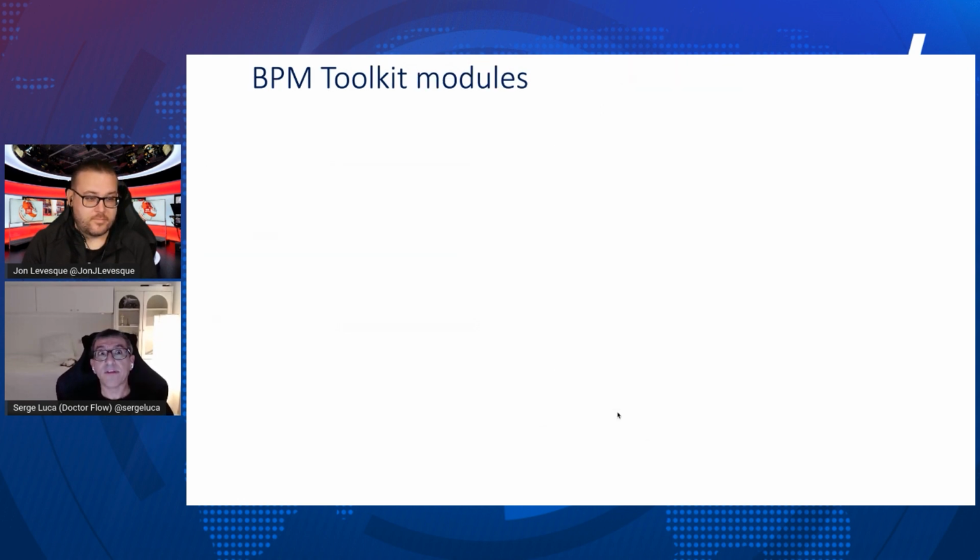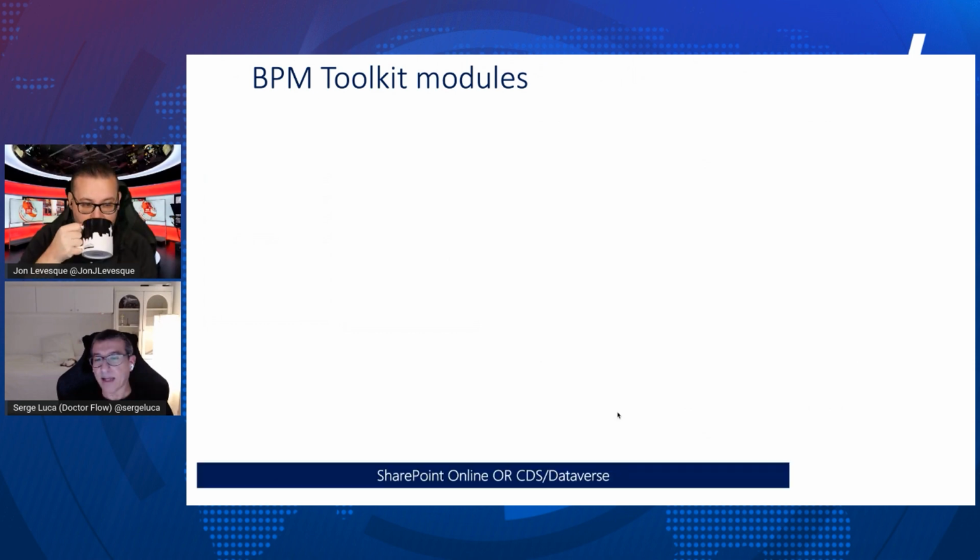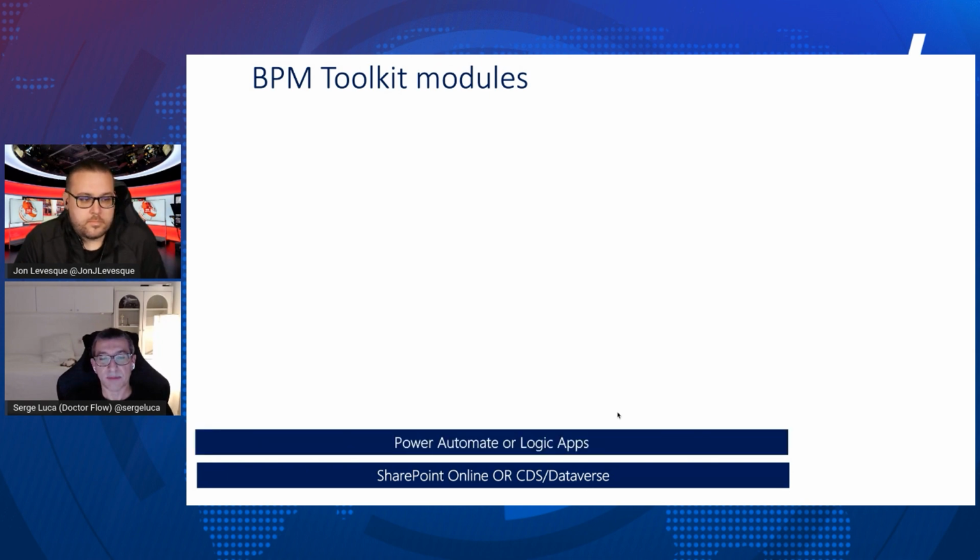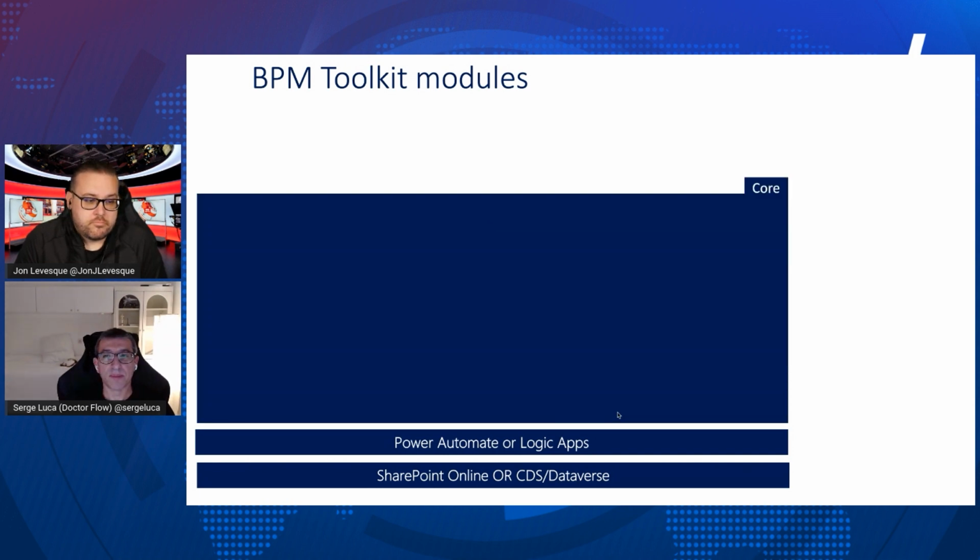And here are the different modules. Again, I don't want to be boring, but I have to explain this. The BPM Toolkit works on top of SharePoint Online. That's the current version. I'm working on a Dataverse CDS version, which is coming later. Most of the code is written with Power Automate, but I could have used Logic Apps. So actually, you can use Logic Apps if you want.